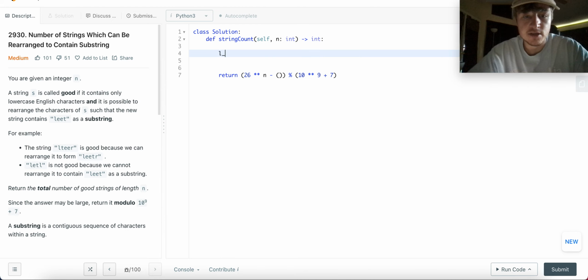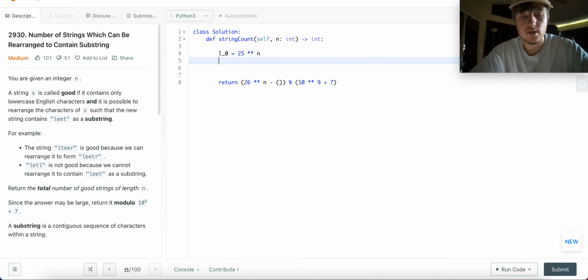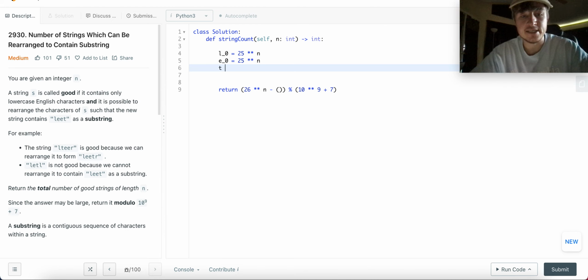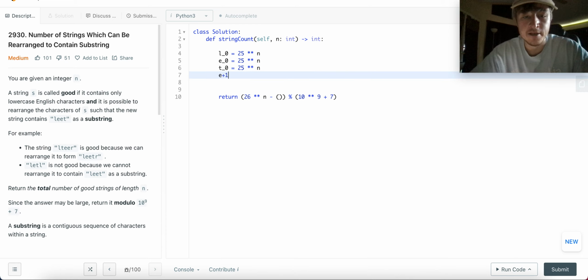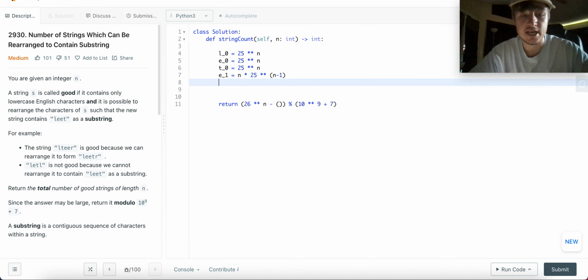So we said that L0 was 25 to the n. We said that E0 was 25 to the n, right? Because we have n slots and we can't use one character. And T0 is 25 to the n. We said E1 is, well, I have n places I can put one E, and then there are 25 remaining characters I can use in n minus 1 slots. E2 is just the sum of E0 and E1.